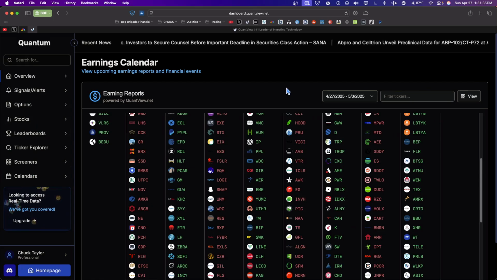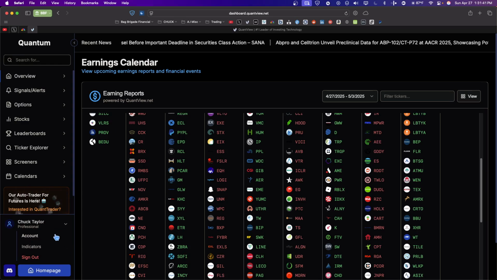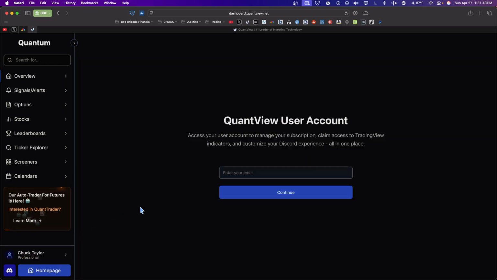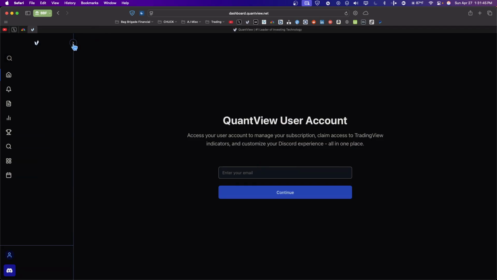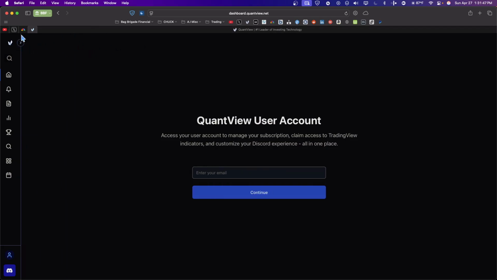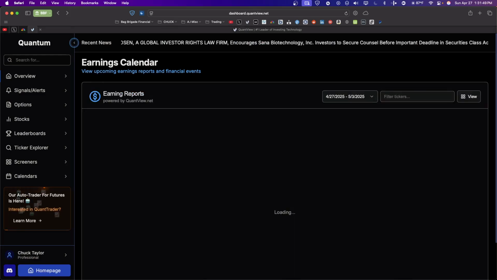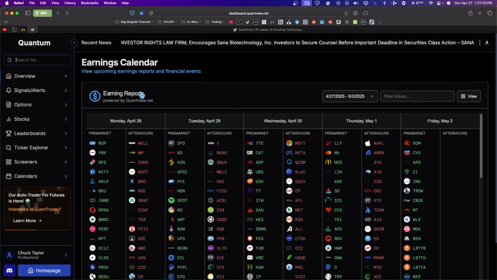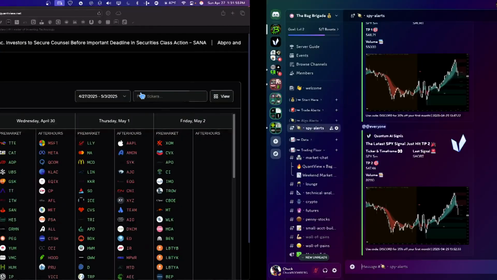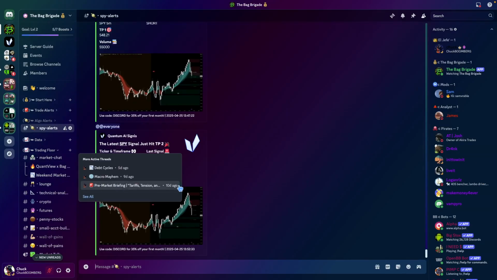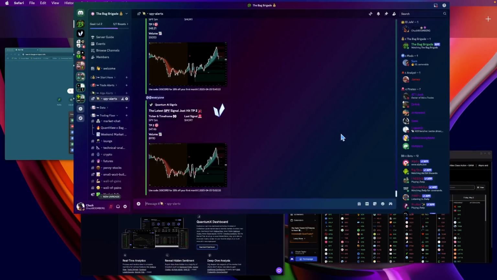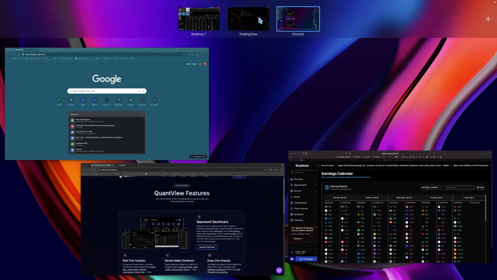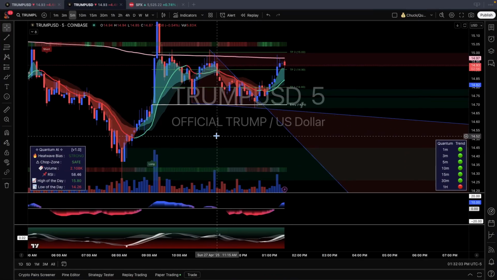Now, once you've done all this, I don't remember if I already went over this part. So anyway, that's the dashboard. Now what we're going to do is come back to the Discord for a second, and then we're going to go ahead and go to TradingView. Okay. So let me start from scratch here.